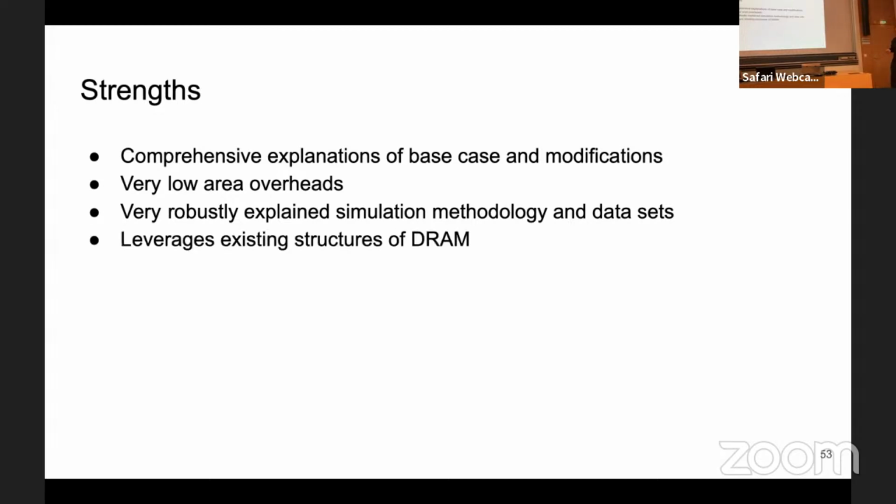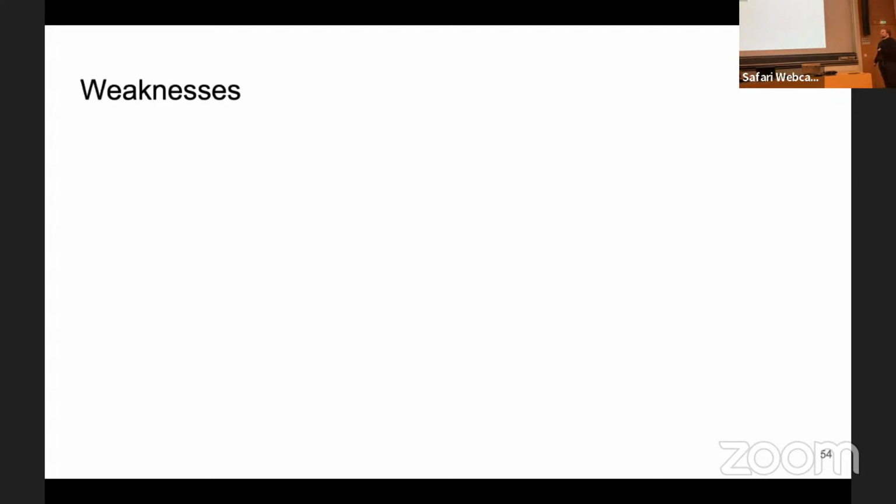And it also leverages existing structures of DRAM. So it tries to basically work within the existing framework, not introduce something completely new. I also like that it analyzes basically every aspect of the implementation. It cared about area, about power consumption, about performance. So basically most questions one could have about the implementation were answered in the paper.